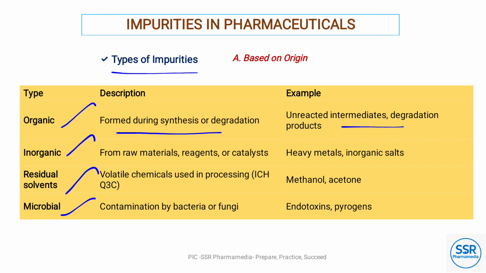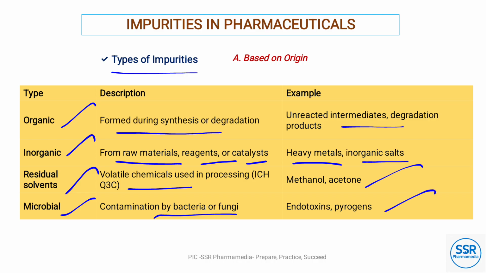Inorganic impurities occur from raw materials, reagents and catalysts. Examples are heavy metals and inorganic salts. And residual impurities are volatile chemicals used in processing. Examples are methanol and acetone. And microbial contamination is contamination by bacteria or fungi. Examples are endotoxins and pyrogens that grow during storage.